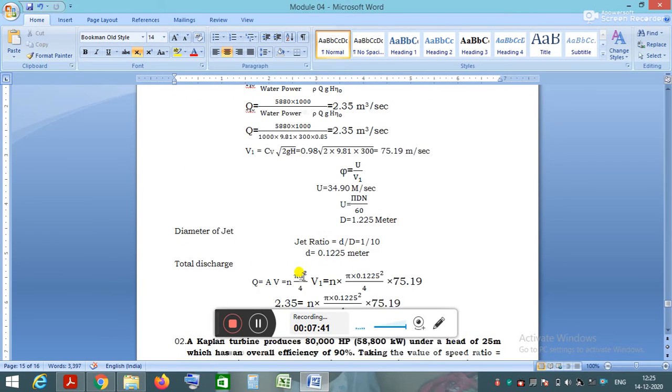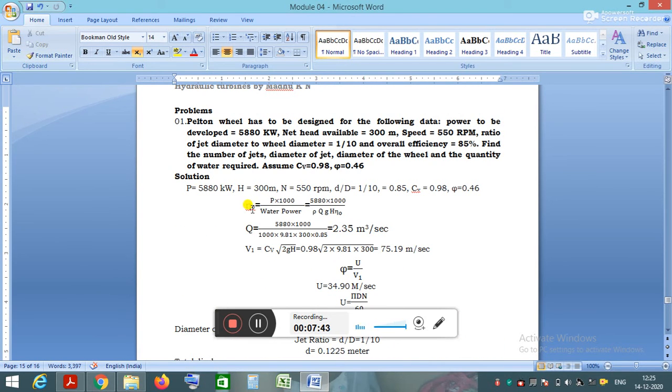But to find Q we have the equation for overall efficiency, and he has given the value of overall efficiency also. Overall efficiency is given by the shaft power by water power. He has given the power developed by the turbine, divided by water power, which is given by rho QgH. In this term we know the value of power developed by the turbine. Rho is given, g is given and H is given. We can find out the total discharge through the turbine.